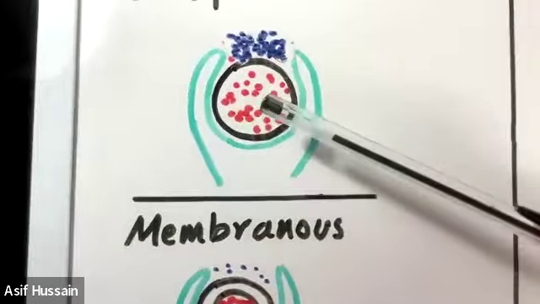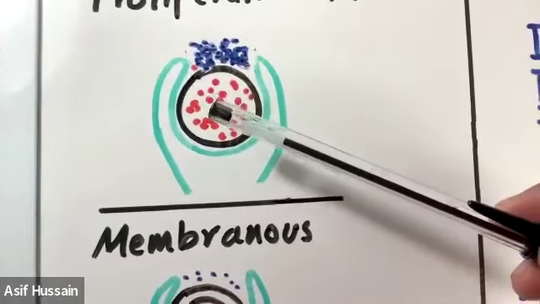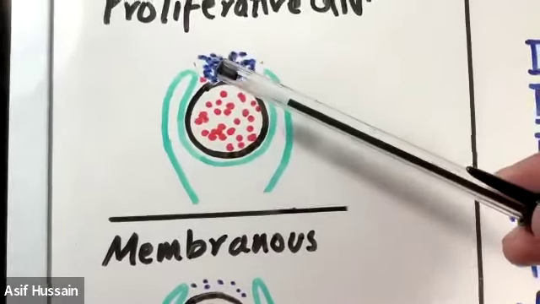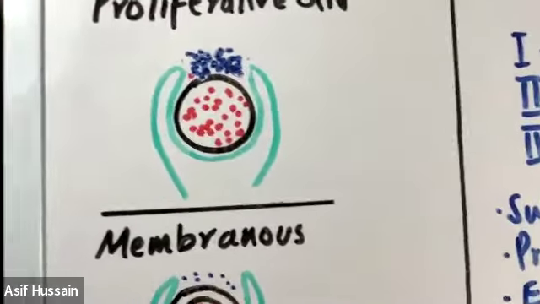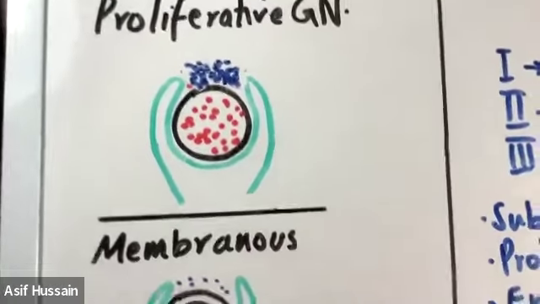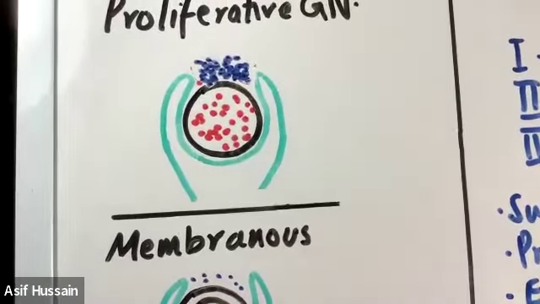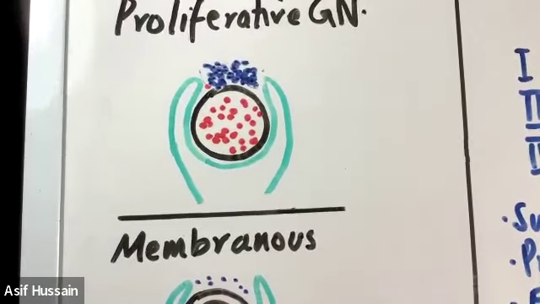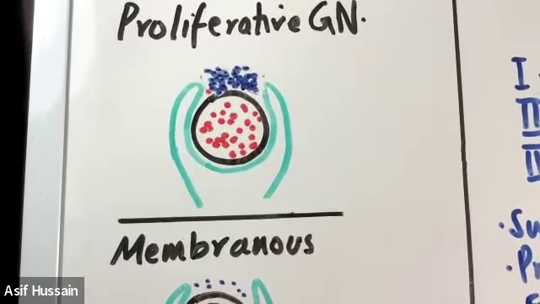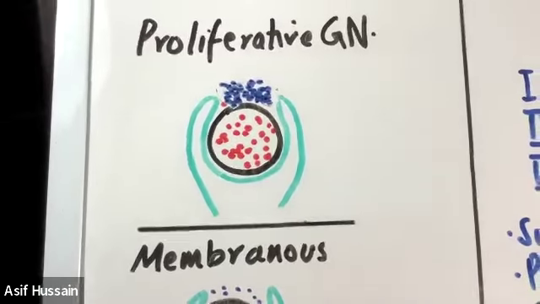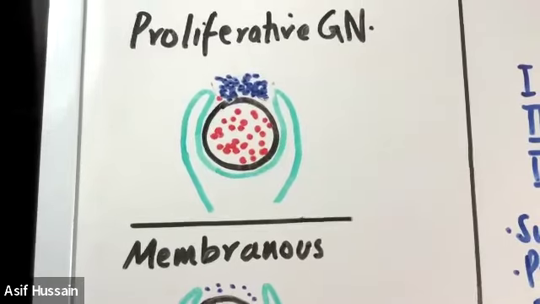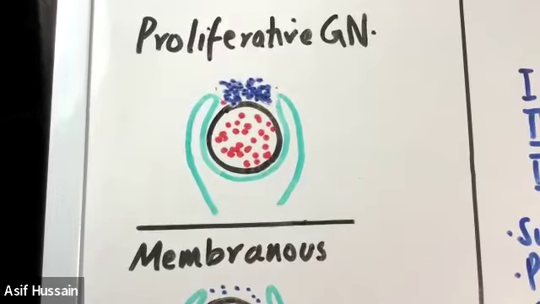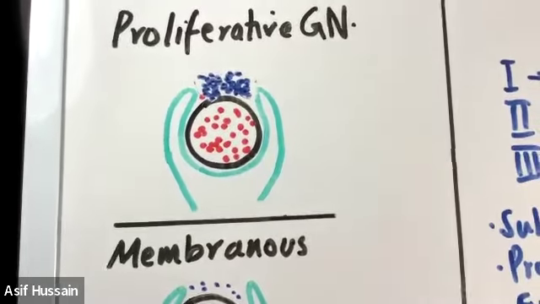here, and the red dots are showing capillary endothelial proliferation, and the blue ones are showing the mesangial proliferation. So most of the proliferative glomerulonephritis have mesangial proliferation, they have capillary endothelial proliferation, and they may have Bowman cell proliferation as well, but usually the basal membrane remains intact. That's a pure proliferative GN. The glomerular basal membrane remains intact.